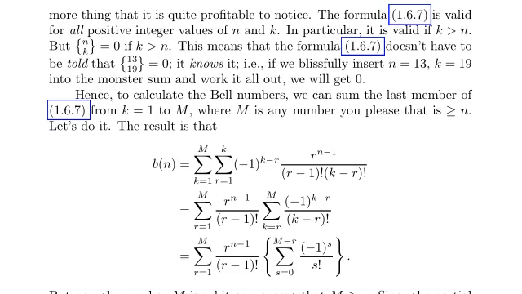Hence, to calculate the Bell numbers, we can just sum the last member of 1.6.7 from k equals 1 to m, where m is any number you please that is greater than or equal to n. Let's do it.